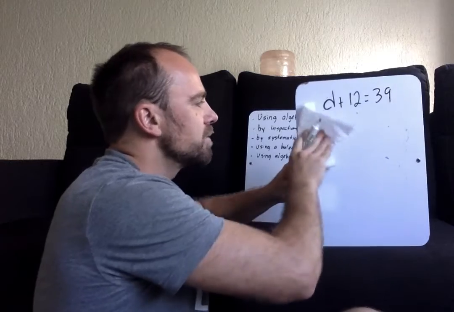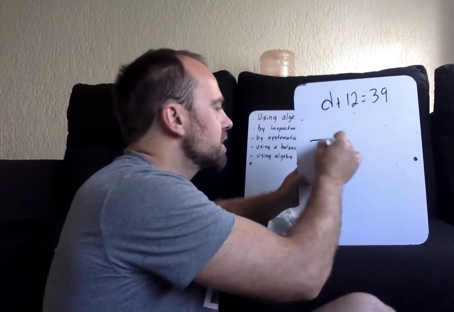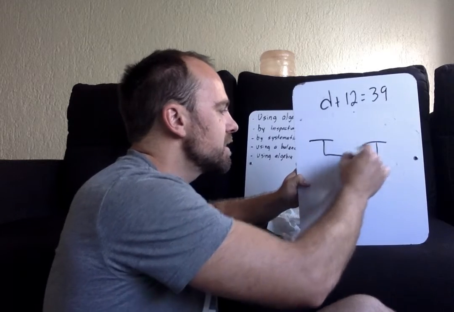Okay? The next one that we go over is the balance scale. The balance scale is when we have something that looks like this.